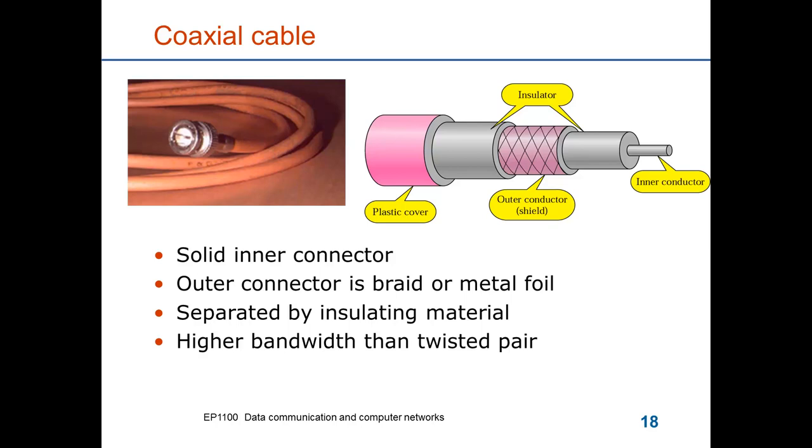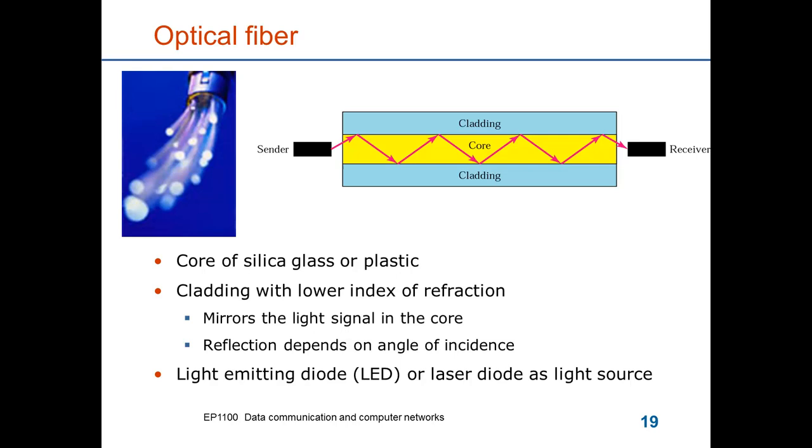Optical fiber for light signals consists of a core of silica glass or plastic. And then it has a cladding with lower index of refraction so that it mirrors the light signal in the core. This reflection depends on the angle of incidence into the fiber.